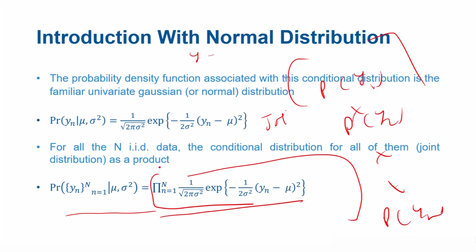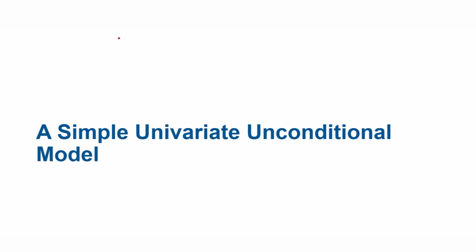And the assumption here is that each of the points y1, y2, y3 and so on are independently and identically observed. In the next video, we'll further develop these ideas to construct our log likelihood function and how to maximize it. In this video, with the help of a simple univariate unconditional model, we'll try to set up the log likelihood function and its maximization.